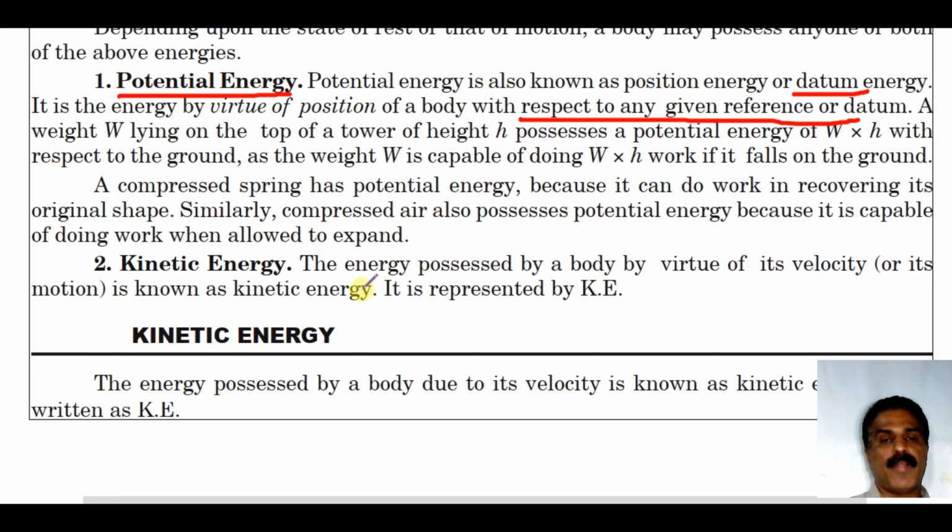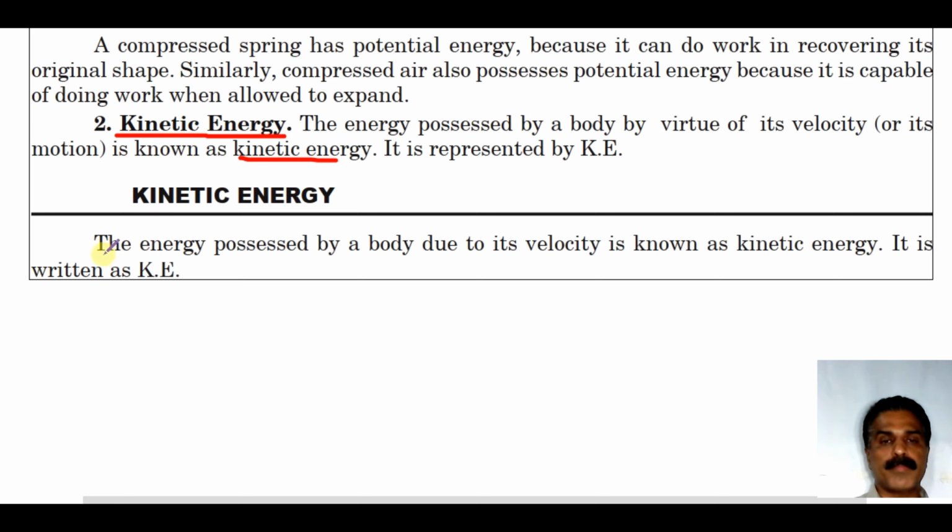Then the next type of energy, which is mainly dealt with in engineering mechanics, is kinetic energy. From the term kinetic itself, we can easily understand that it is something related to motion, movement of a body. So the energy possessed by a body by virtue of its velocity or its motion is known as kinetic energy, and it is represented by KE.